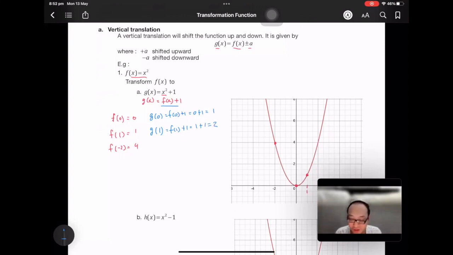So we draw it. g(0) is 1 here. g(1) is 2. And g(negative 2) is f(negative 2) plus 1, equals 4 plus 1 equals 5, so this one. So you can see in this example, all the coordinates of f(x) are lifted upward by 1 unit. So it will be like this.